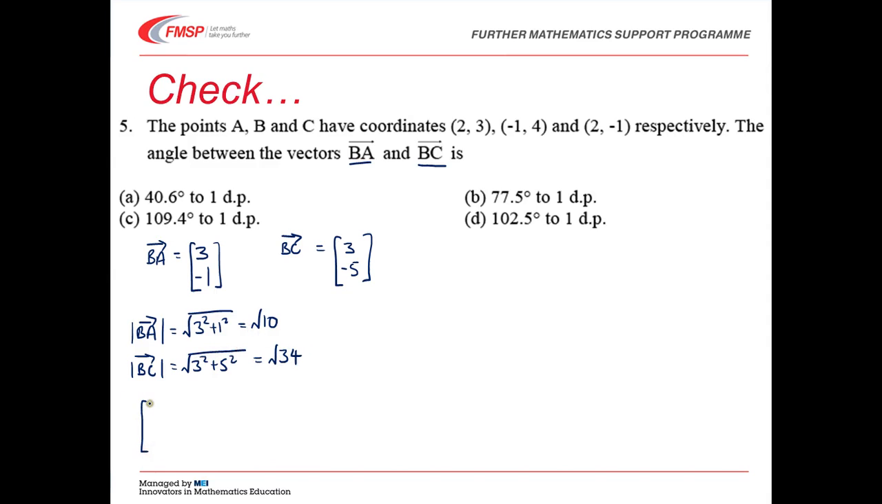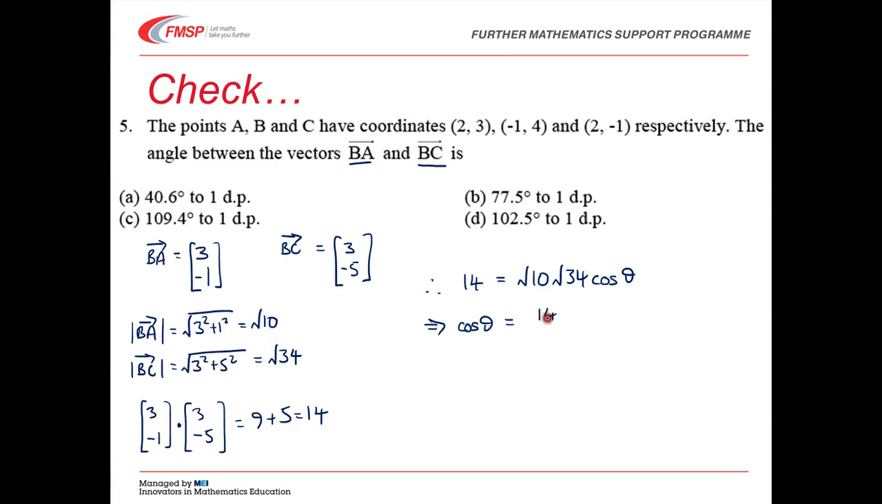And then I'll dot them. 3 minus 1 dot 3 minus 5. That's 9 plus 5, which is 14. And therefore 14 is equal to root 10, root 34 cos theta, which means that cos theta is 14 over root 10 root 34, which is 0.7593, and therefore theta is 40.6 degrees, which is option A.